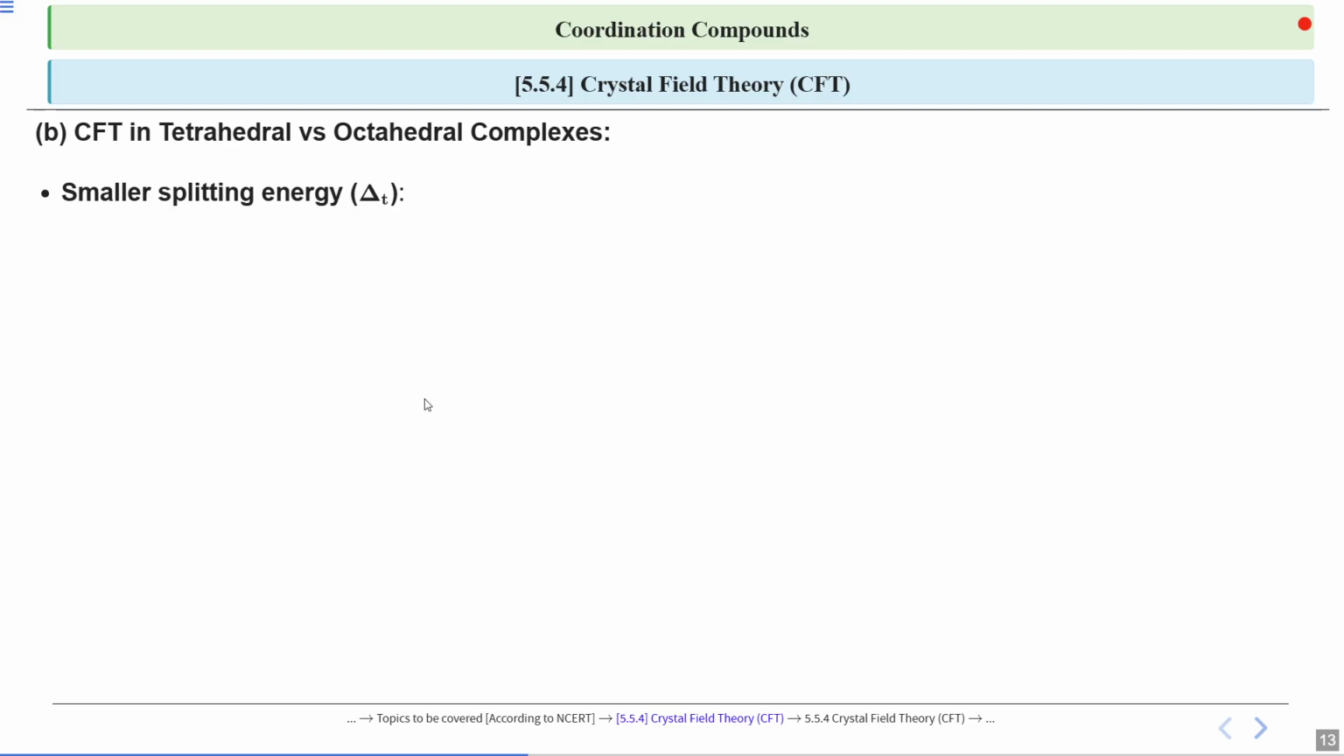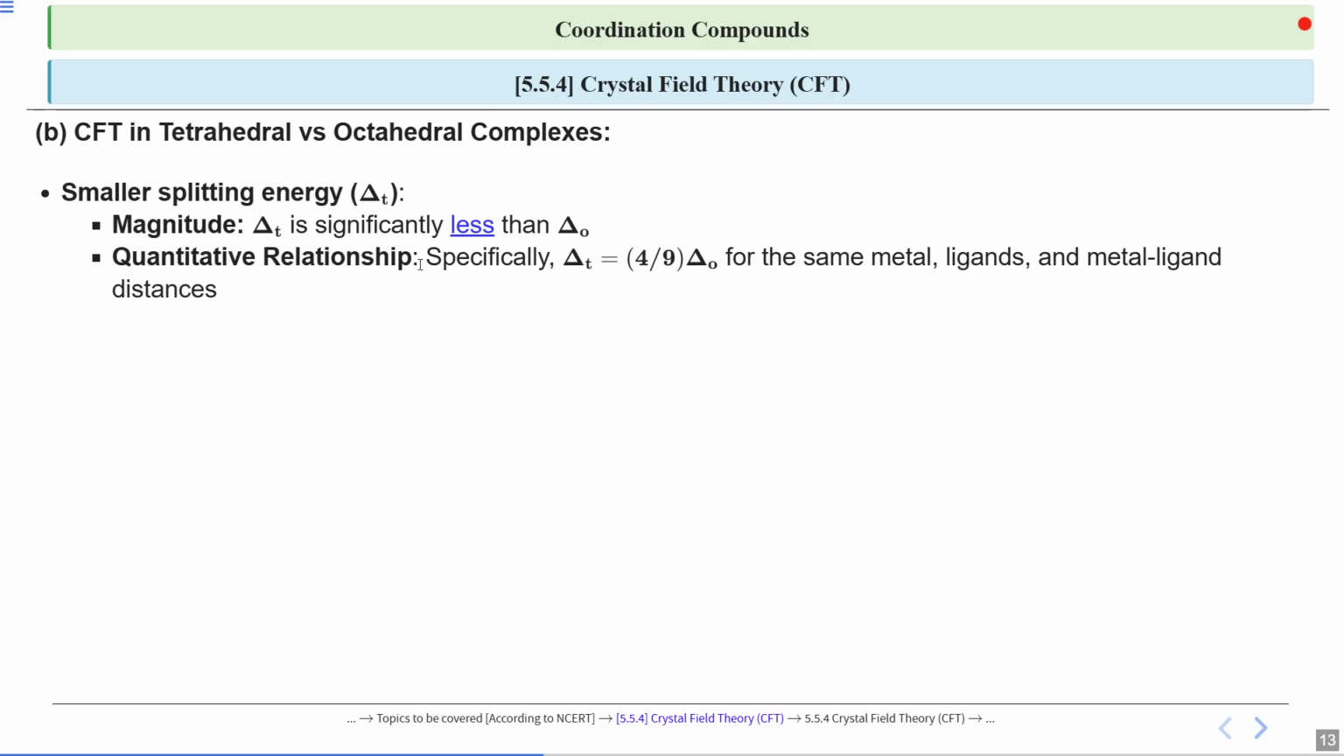The second point you can take to compare tetrahedral and octahedral complexes in terms of CFT is the smaller splitting energy. That is, delta T is smaller in the tetrahedral complexes. What decides the magnitude? Delta T is significantly lesser than delta O. The crystal field splitting energy of octahedral complexes is higher than that of the tetrahedral complexes. You can see it the other way: delta T is significantly lesser than delta O.